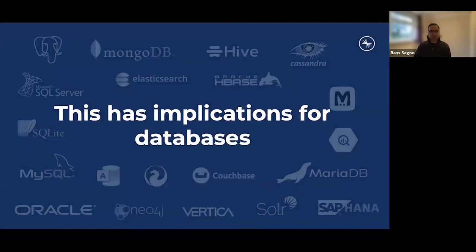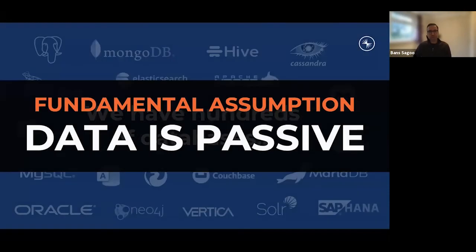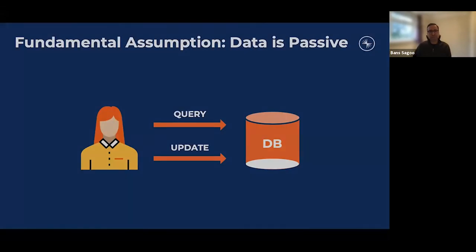So this ultimately has some implications for databases. And you might think, well, not so much, right? Because we have hundreds of databases today. You have your SQL flavors, your NoSQL flavors, graph databases, document stores, key value databases, in-memory databases, etc. So that part of our technical infrastructure is really well developed. But databases share a fundamental assumption, which is that data is passive when stored in a database.